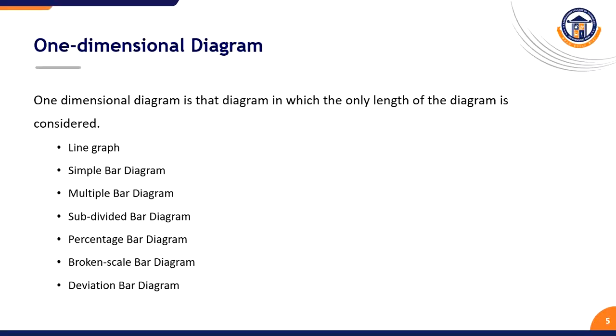A broken scale bar diagram is used when the value of one observation is very high as compared to the others. Deviation bar diagrams are used for representing net changes in data like net profit, net loss, net exports, net imports, etc.